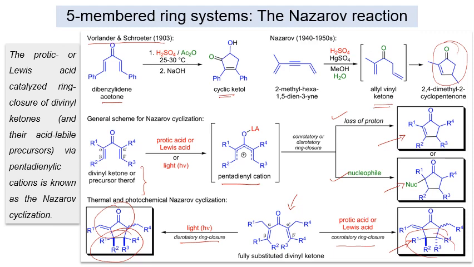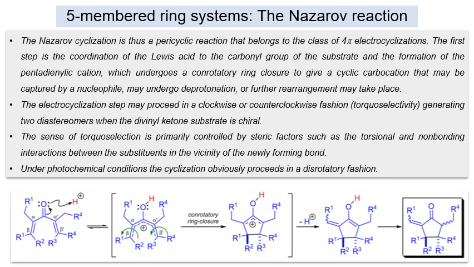What is the mechanism of this transformation? The first step is the coordination to either Lewis acid or Bronsted acid, leading to a pentadienylic cation, which is this. This now undergoes, under thermal conditions, a conrotatory ring closure to give you a cyclic carbocation, which is this. Now this may be captured by a nucleophile, so you can add a nucleophile, or this may undergo deprotonation, or it might undergo a further rearrangement.